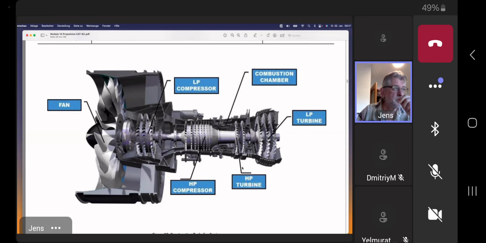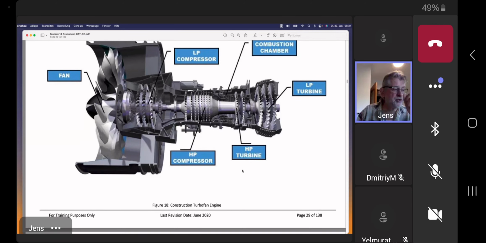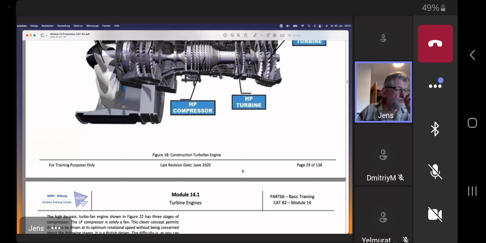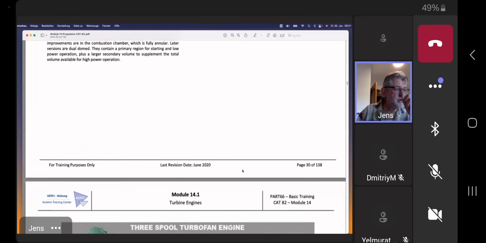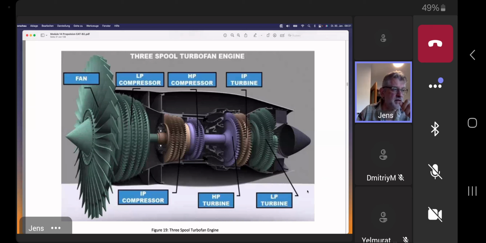So let's go on here. We have now our ultra high bypass engines. The guys from Britain decided on a two shaft system, with N1 and N2. It's not enough.